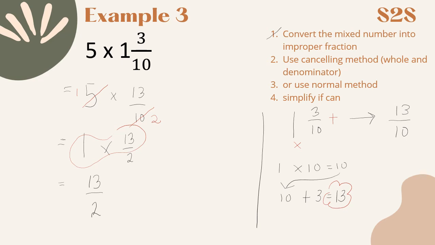Then step 4, ask yourself, can you simplify? Can you make this fraction smaller? If not, then it stays the same. So that is when you're using the cancelling method.